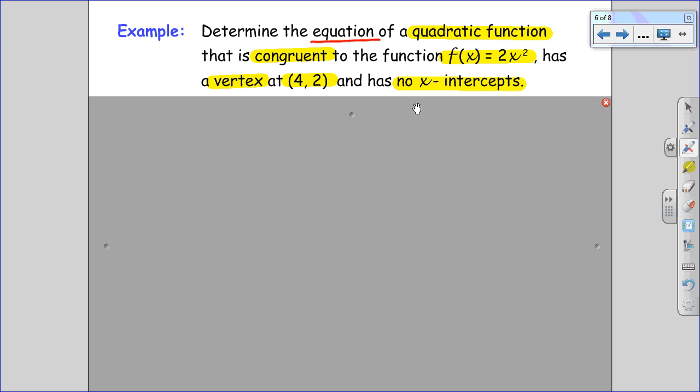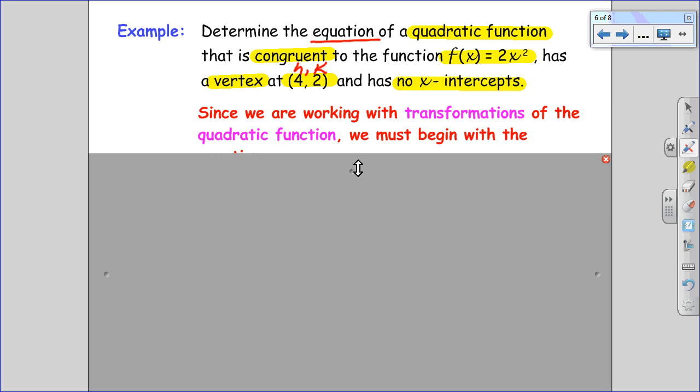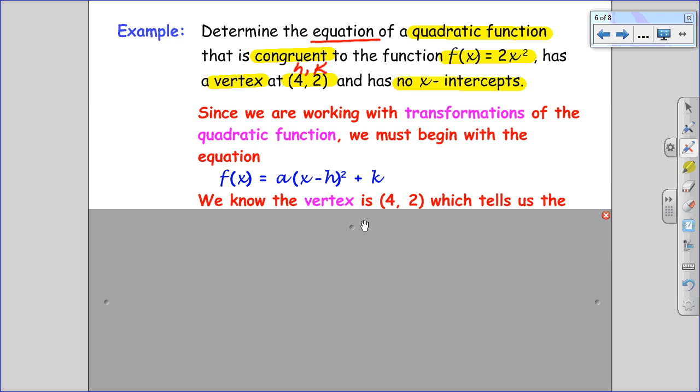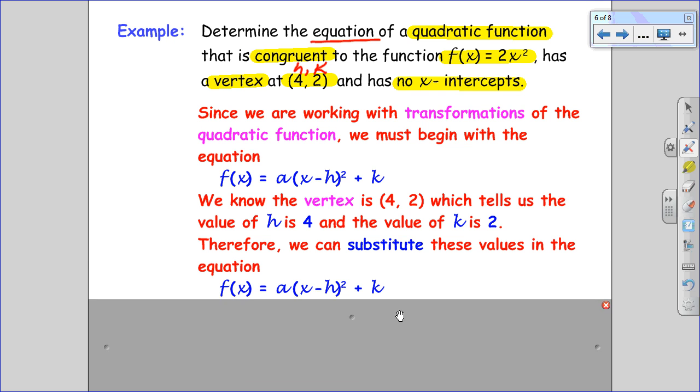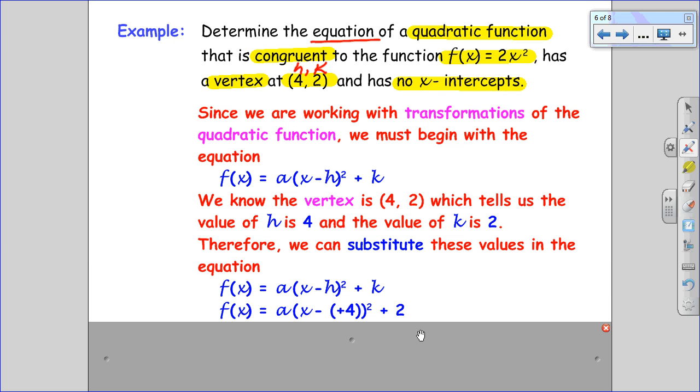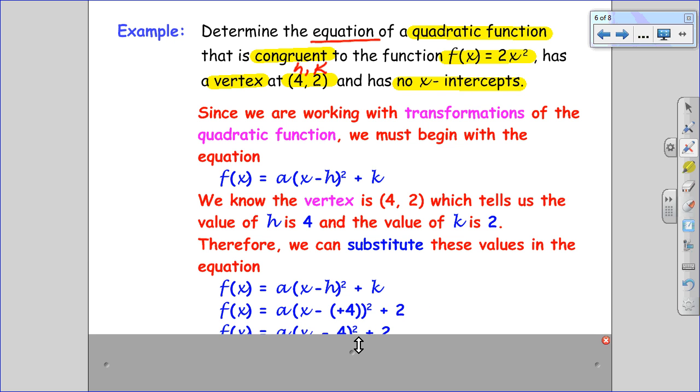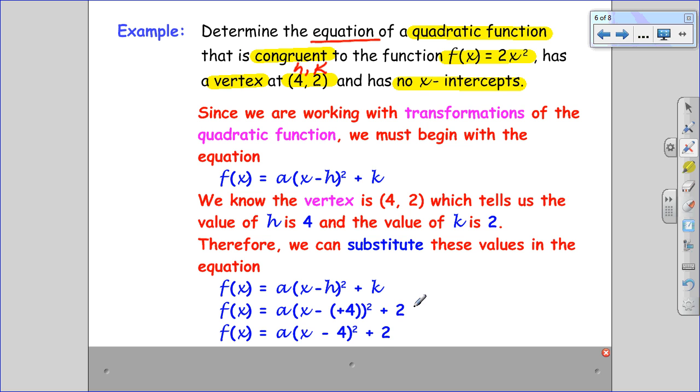We really have to think, what am I looking for? An equation. It gave me the vertex, so vertex form would be the most sensible choice to start with. My vertex is (4, 2), so that's my h value, and that's my k value. So I'm going to start out by substituting in positive 4, so it's going to become a negative 4 in the equation overall, and positive 2 for k.